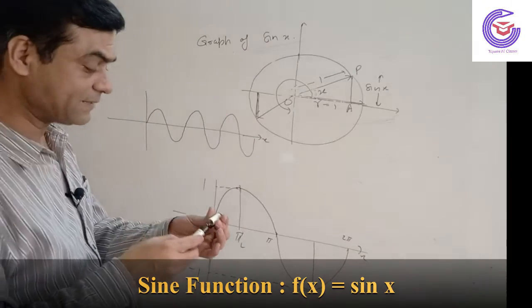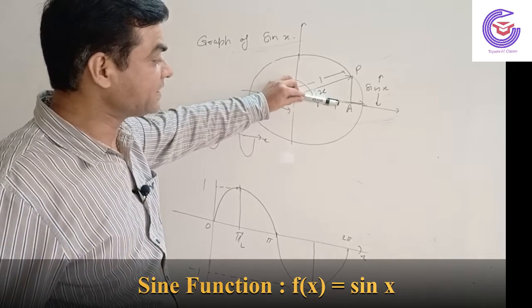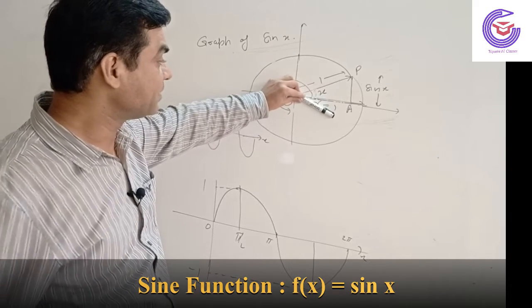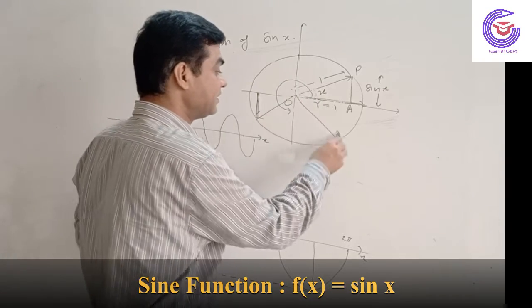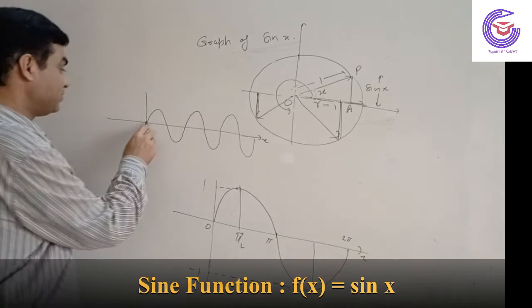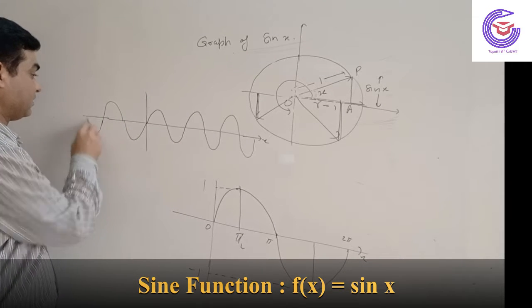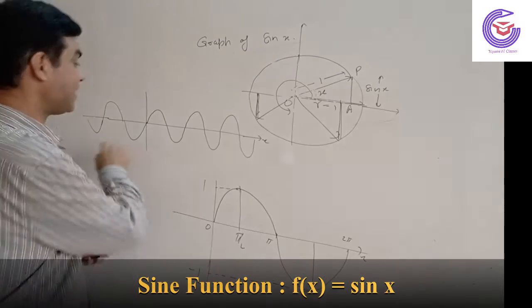What happens on the negative side? If the radius is rotated in the negative direction, at this point your length is negative, so the graph becomes something like this. So this is your graph of sine x.